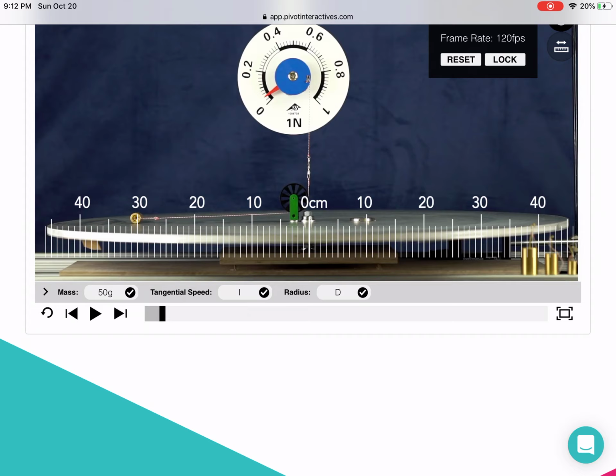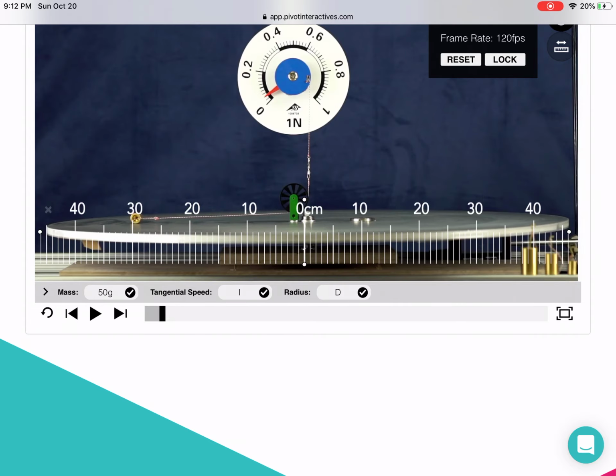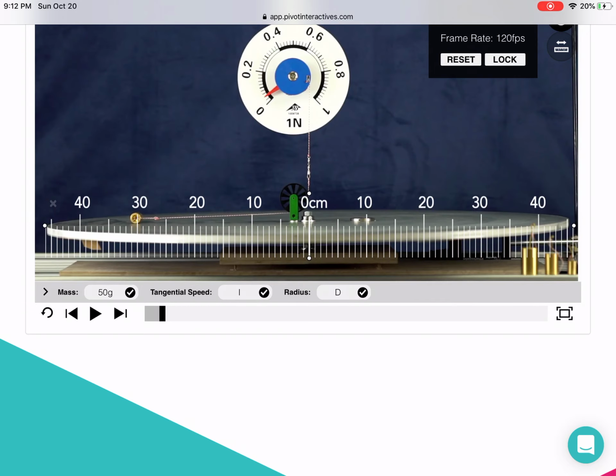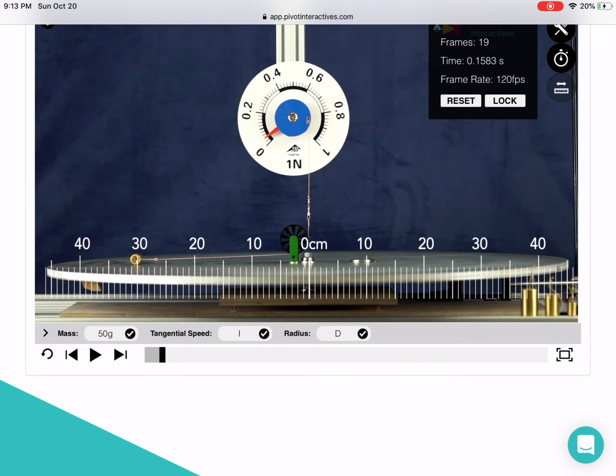Okay, so the radius is about 30 centimeters. I can tell because this is where the axis is rotating, and my mass is right about at that 30 centimeter mark. Now this is where I'm going to want to reset my clock, because I want to measure the time it takes to go around once. So one rotation.